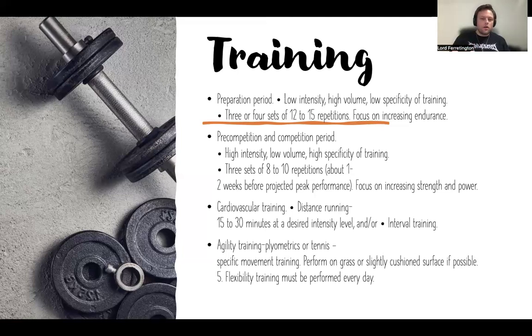You want to also focus on cardiovascular training. You can implement distance running, so 15 to 30 minutes at a desired intensity level. You don't have to go too crazy, such as football players would, maybe a cornerback. And you can also implement interval training to build up your endurance. You can also apply agility training and plyometrics or tennis-specific movement training.